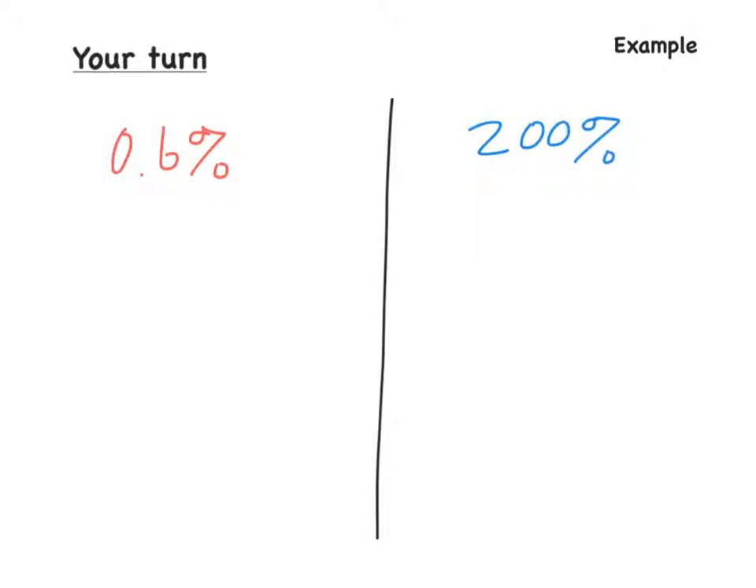Alright, so on the left side, we have 0.6%. Remember, to write it as a fraction, always just write it over 100, just to start off with. But we don't want to see the decimal point, so we're going to multiply both the numerator and the denominator by 10.